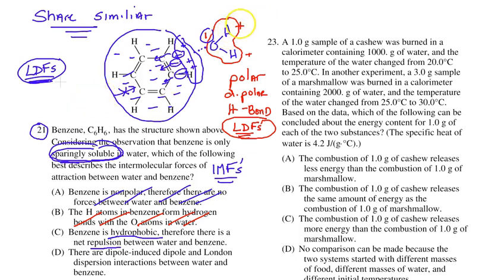Water prefers to H-bond with itself. That attractive force is much stronger, so therefore water has a tough time breaking apart its own H-bonding, its attractive force, to actually make some interactions. So it's more of them basically preferring their own attractive forces. So the best answer is D. There are dipole-induced dipole and London dispersion forces.